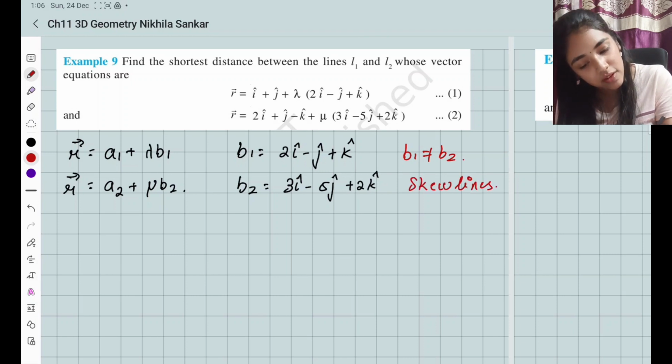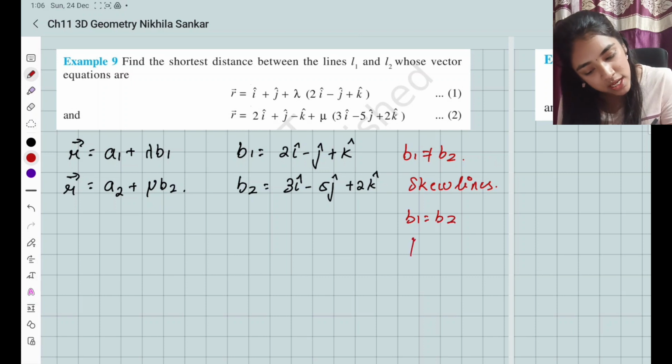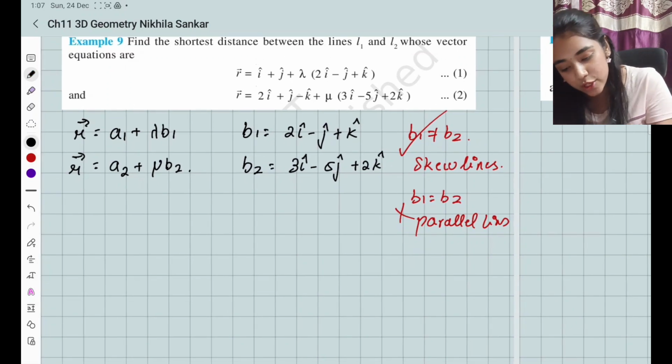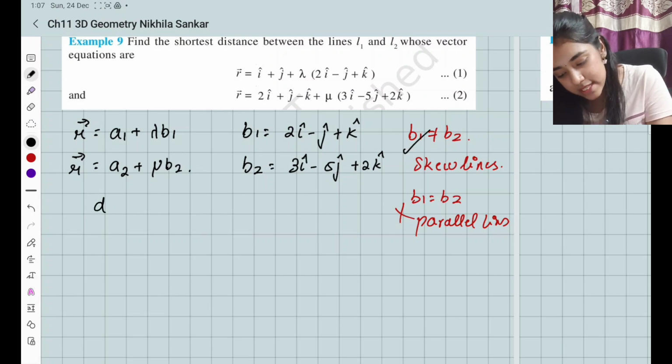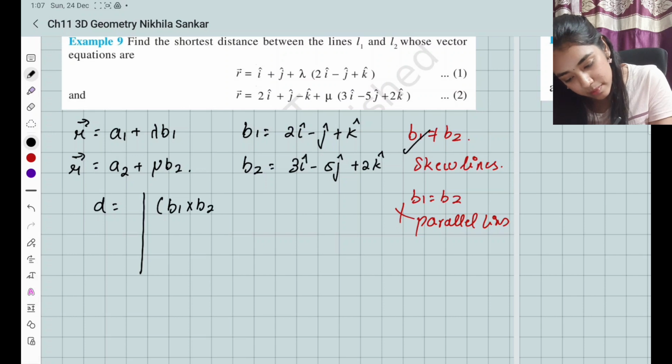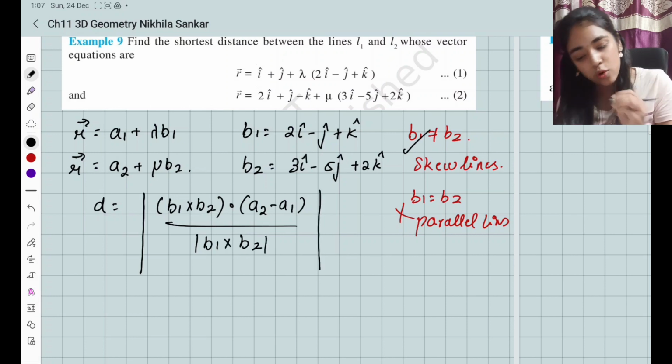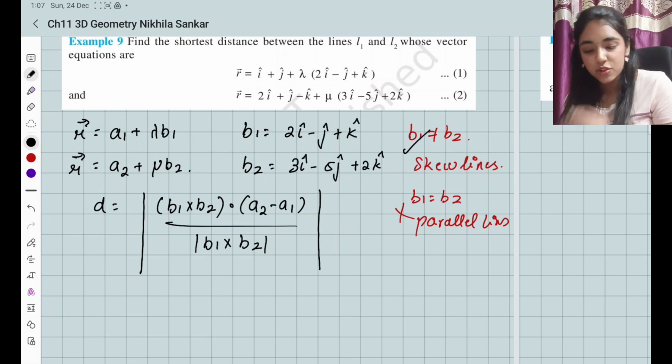Okay, இதையும் நம்ம carefully கவனிக்கணும். இப்போ B1 equal to B2 na we are talking about parallel lines. So நம்ம formula என்னவா இருக்க போகுது? We are talking about the distance. So distance equals magnitude of B1 cross B2 dot product A2 minus A1 divided by the magnitude of B1 cross B2, the whole magnitude. புரிஞ்சுதா? So this is going to be the formula.